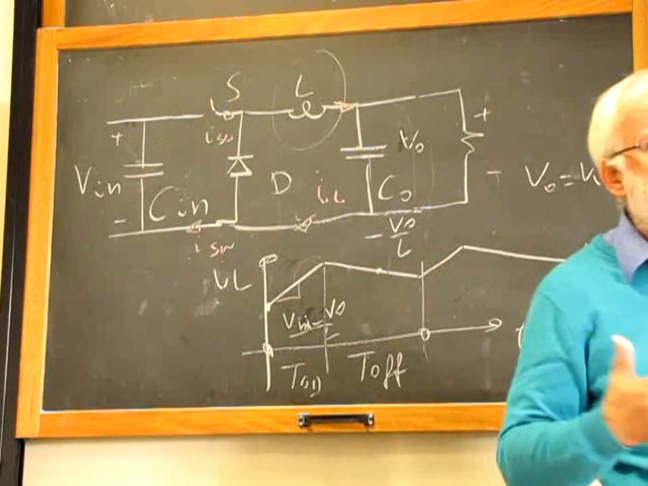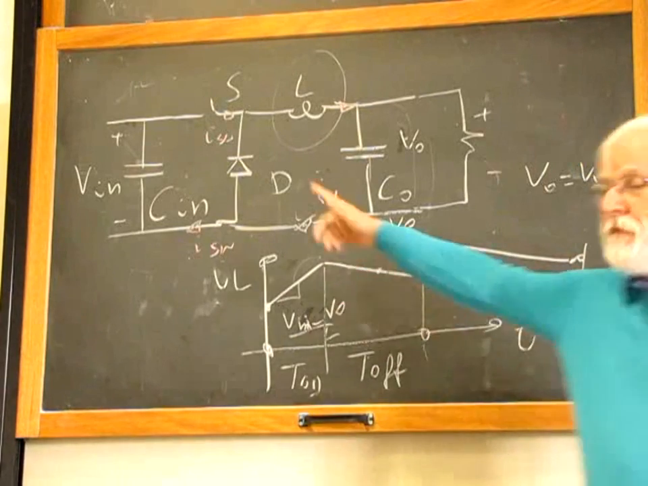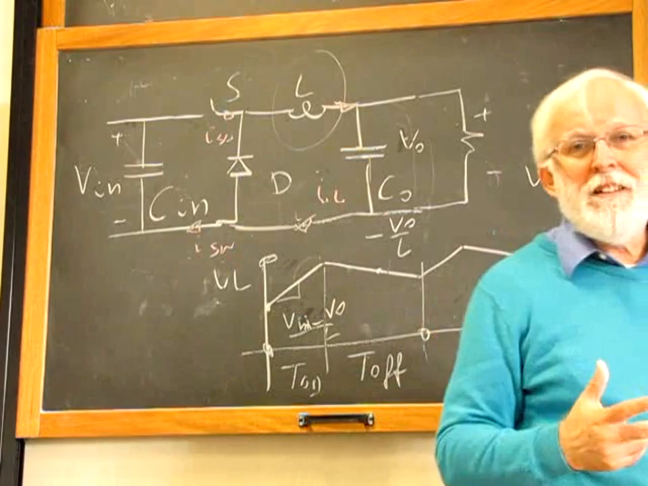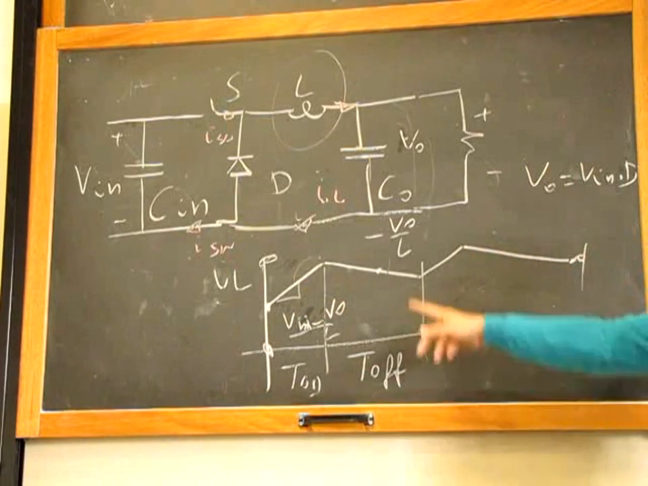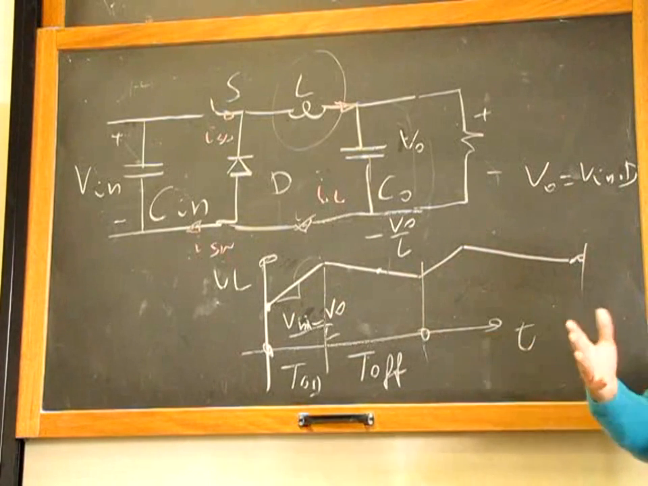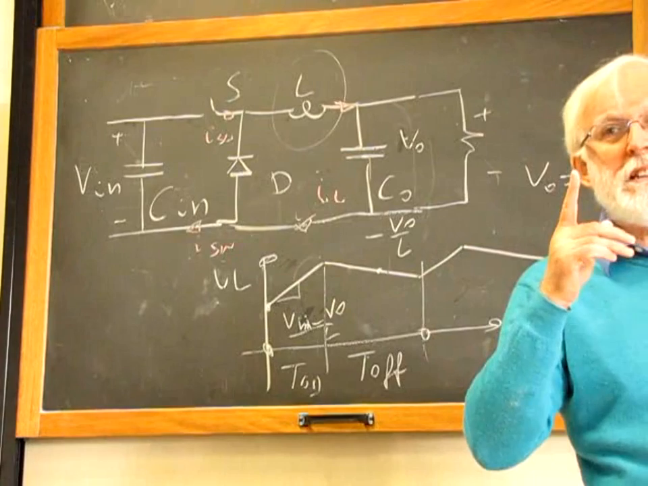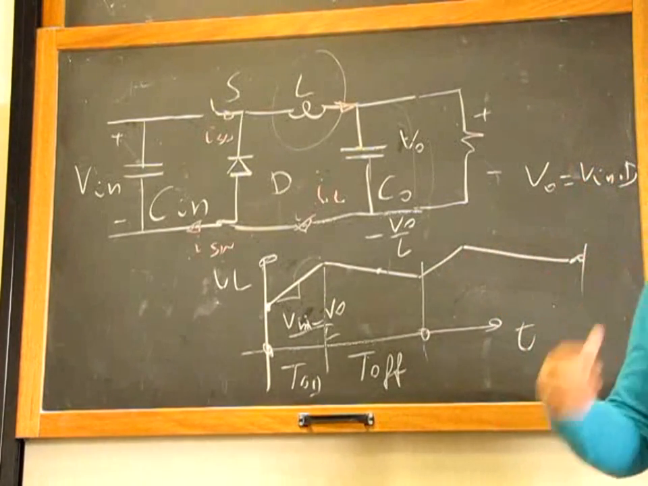Second hypothesis: no voltage drop across the switches. Okay, sure. Third one: cyclostationary, all cycles look the same. One more: the output voltage is constant. That means in this analysis we neglect the ripple.